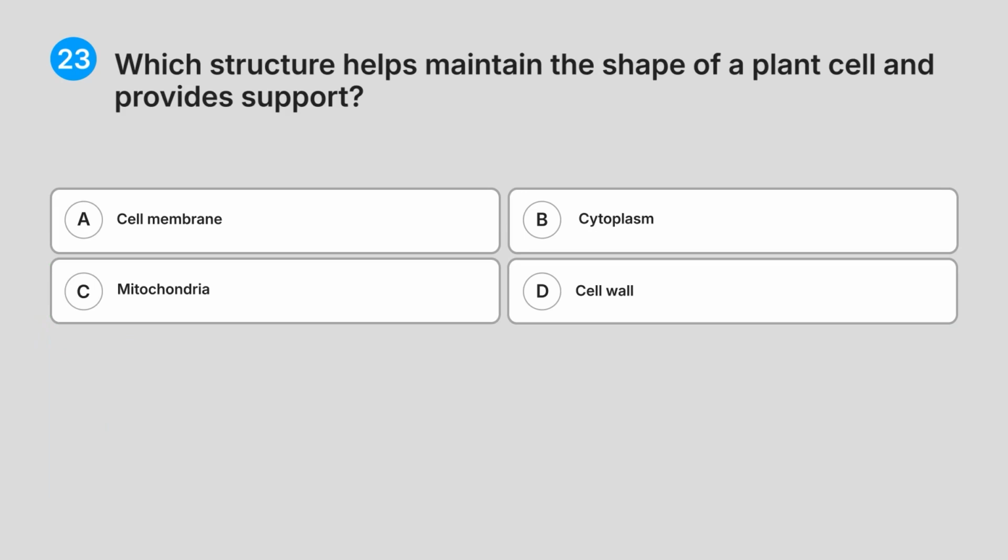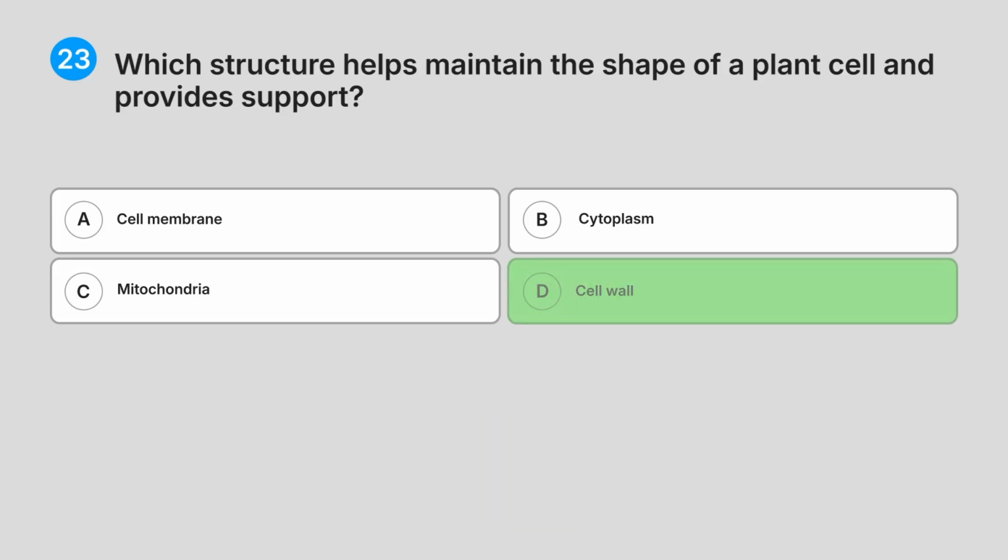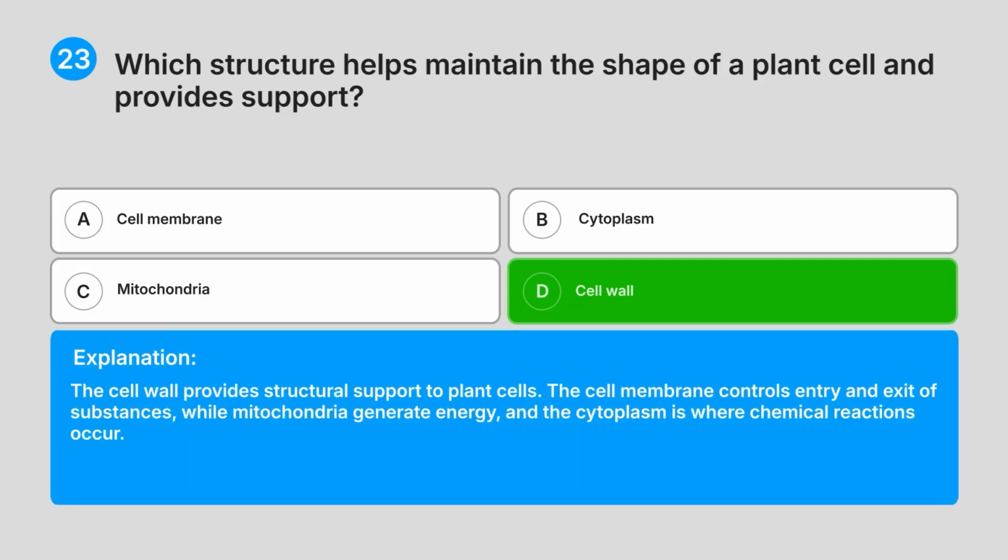A. Cell membrane. B. Cytoplasm. C. Mitochondria. D. Cell wall. Can you guess the answer? Correct answer: D. Cell wall. Explanation: the cell wall provides structural support to plant cells.